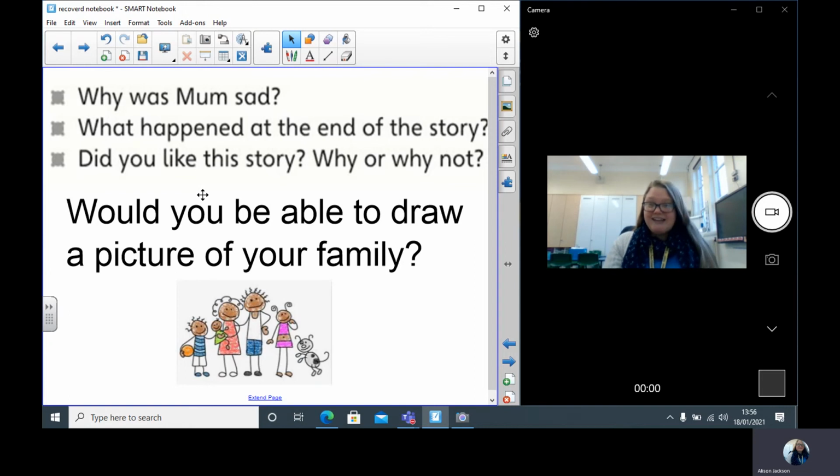Okay, and then finally, if you can, would you be able to draw a picture of your family? So if you're able to, can you draw a picture of your family and then send it to me? That would be lovely to be able to see your amazing work. Okay, so here's the example of a drawing of a family. Could you do something similar? Could you draw your parents, your guardians, your brothers, your sisters, anybody that you consider to be a part of your family? Okay, super, well done.